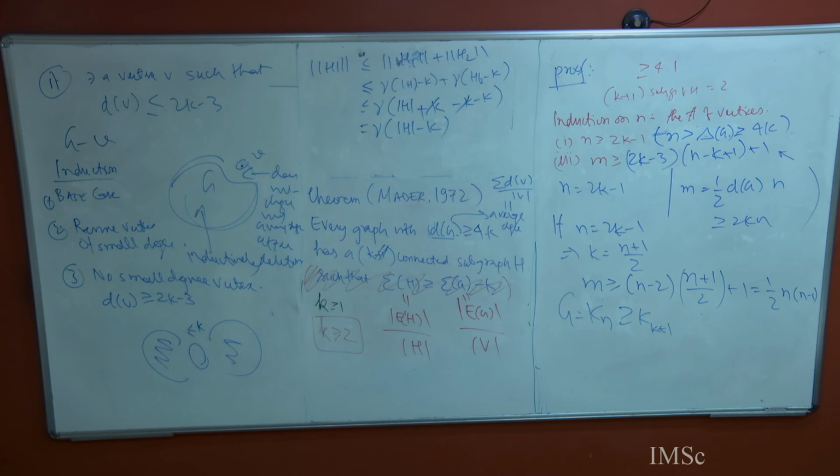Oh, what was the third case? Now every vertex has a large degree. Fine. If every vertex has a large degree, and the connectivity remains the same, again great. Otherwise, I have a small separation. Now this graph had far too many edges.